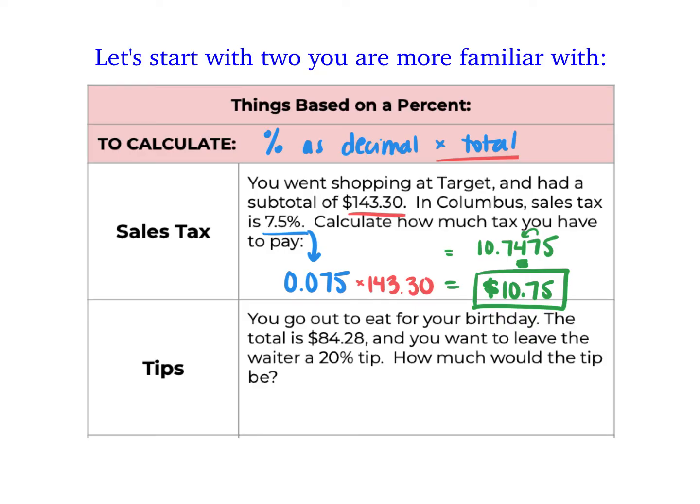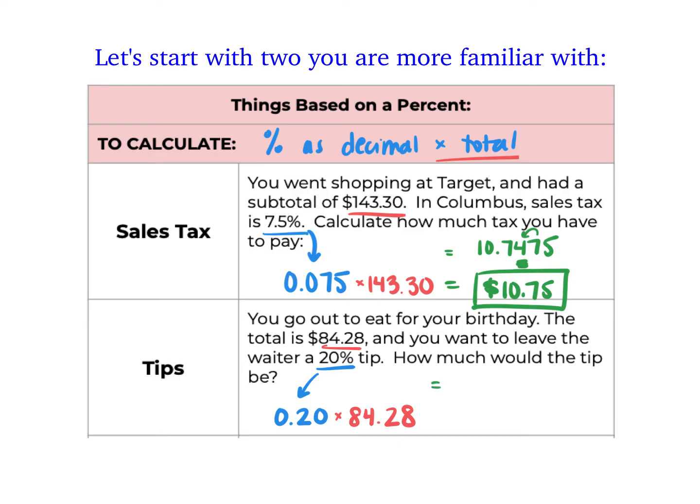So again, if we follow the same process from this first one, our first step would be to change this to its decimal form. So 20% would be 0.2 or 0.20, dividing by 100 or moving it left 2. Here, that total that we're going to multiply by is $84.28. So 0.2 times 84.28.